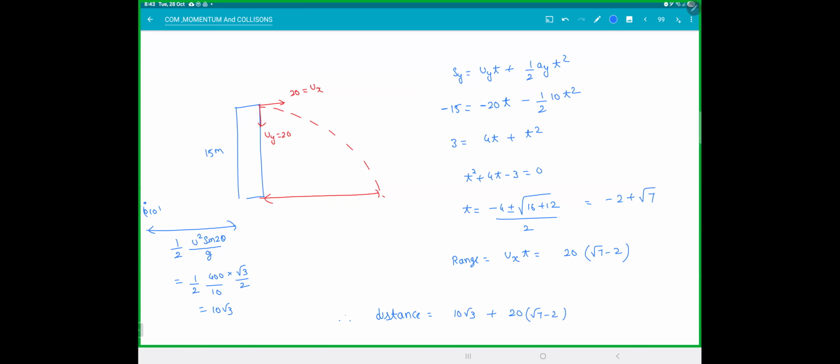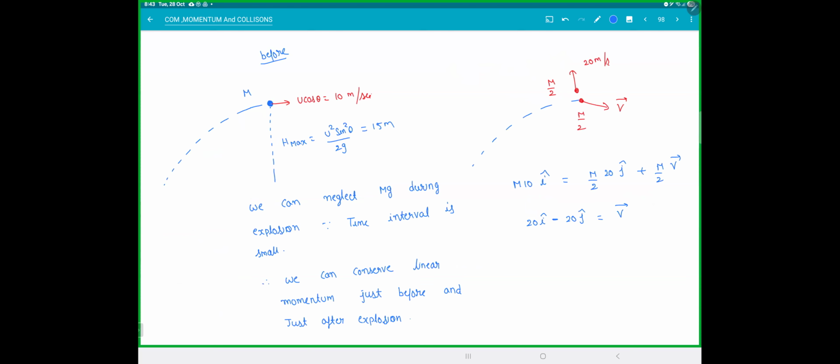Are you clear what we did? So again, the problem has two parts. Just before explosion and just after explosion, the linear momentum is conserved. So initially your momentum is all I cap, but one particle is going up, so that is J cap. The other particle I don't know, let it be V bar. Conserving momentum, I got the velocity.